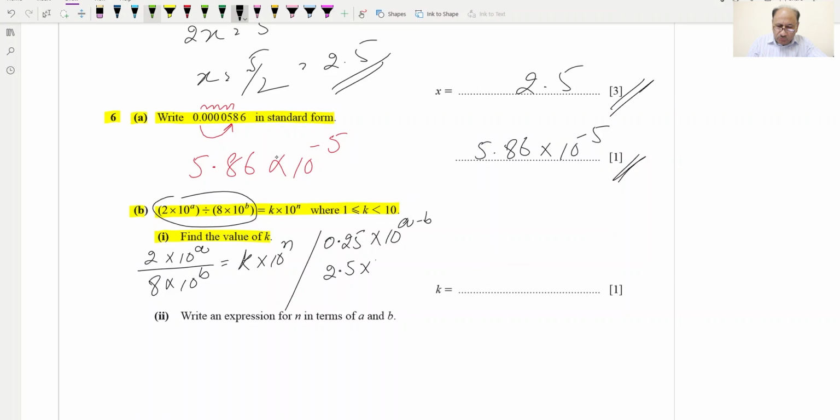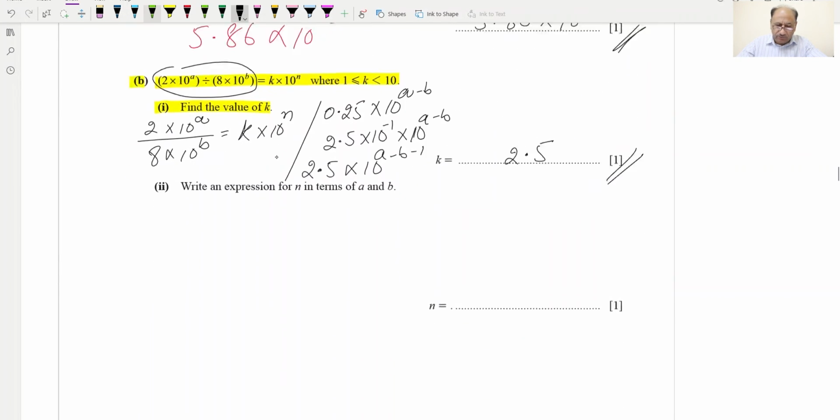2.5 into 10 raised to the power minus 1 into 10 raised to the power a minus b, and this can be written as 2.5 into 10 raised to the power a minus b minus 1. So our k value will be 2.5, so we can write 2.5. This will be our answer for 1 mark.